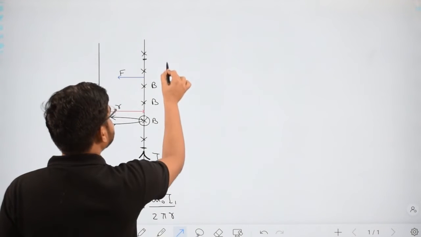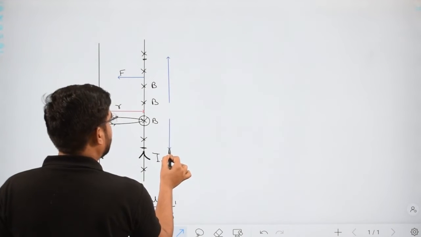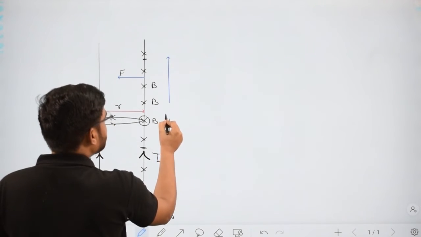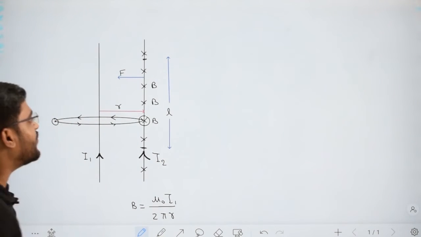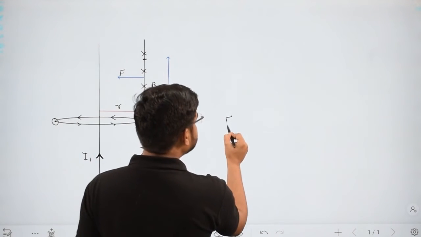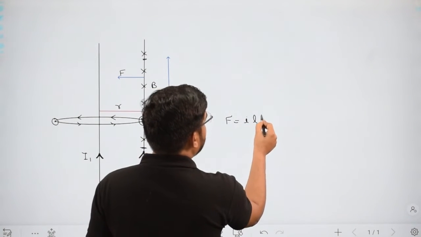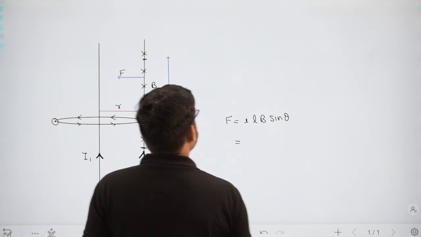So this length is the length L of the wire, I am only talking about L length of the wire, not the entire wire. Okay. So this wire is having L length, and on this L length, the force is given by what? The force is given by ILB sine theta.